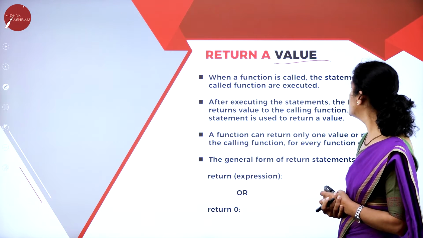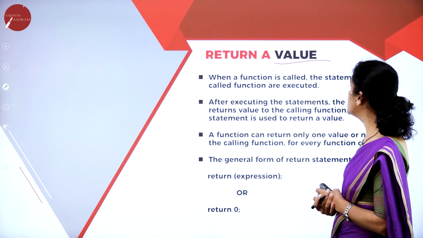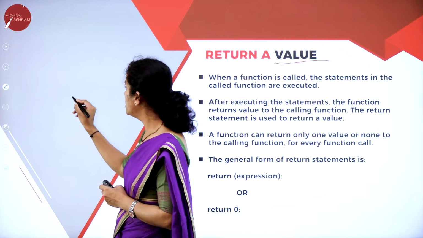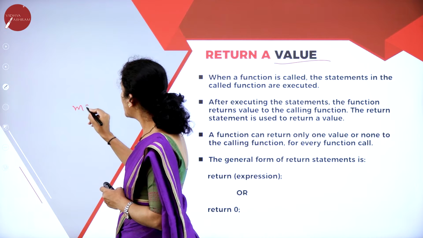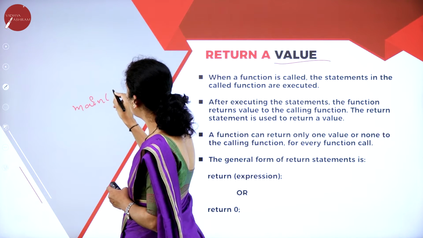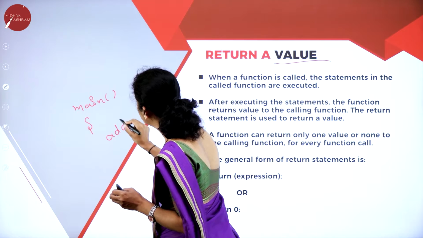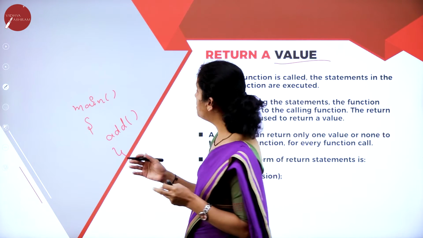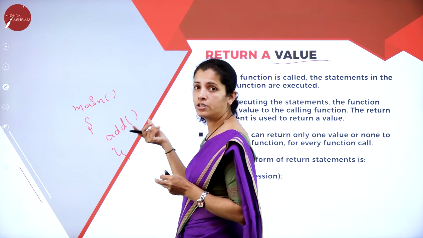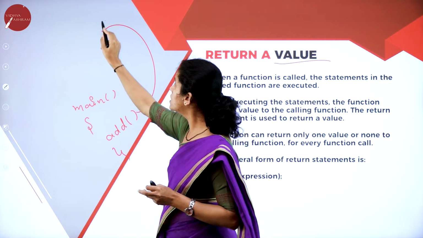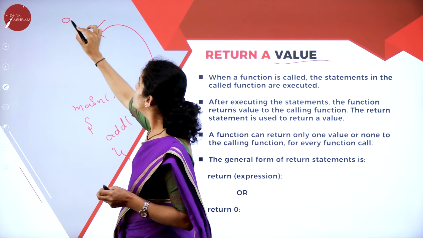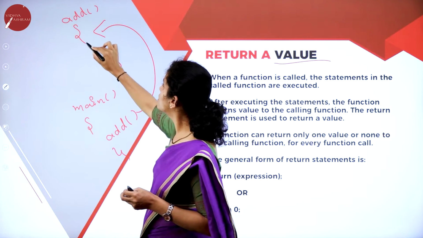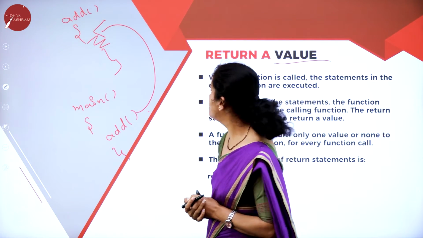When a function is called, the statements in the called function are executed. So see here in my program, somewhere I'm going to call the function. The function name here is add. When the compiler encounters this function call, the control is transferred to the called function.